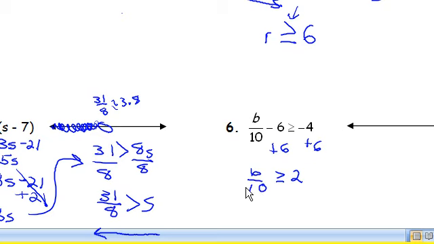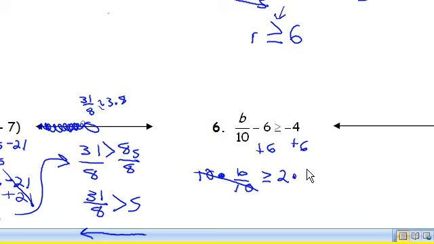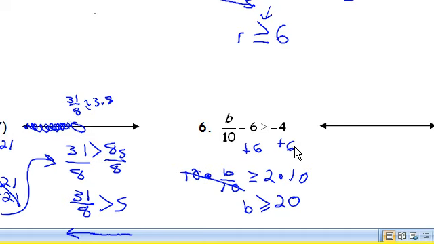Looks like b is being divided by 10, so I will multiply by 10 to cancel those 10s out. If I multiply by 10 on that side, I will do the same thing on this side, which gives b is greater than or equal to 20. Did the sign flip? No. Why didn't it flip? Because we multiplied each side by a positive number. That does not impact the magnitude of either side of the equation. Therefore, we keep the sign in the same direction.